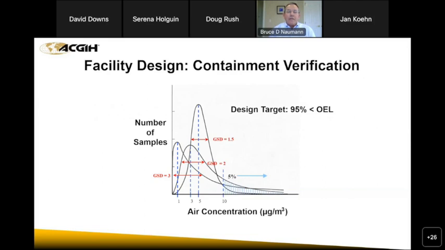So depending on the process variability, you could have a geometric standard deviation that ranges, I've got 1.5 to 3 here, just to show roughly what kind of data you might be hoping to see. And so the OEL is really a key determinant in facility design.